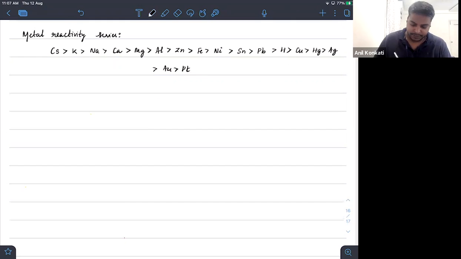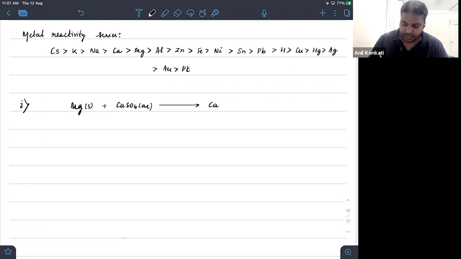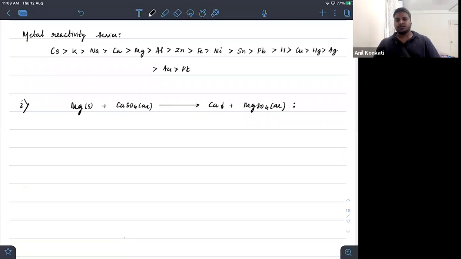Let's see the examples. First example, magnesium plus calcium sulfate aqueous is reacting to become calcium and magnesium sulfate aqueous. The answer is yes or no. That's it. Everyone, you can put your answers on chat or you can talk and tell me.